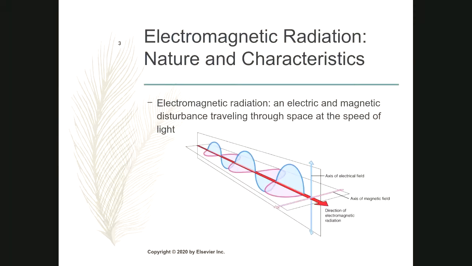When we look at electromagnetic radiation, as far as its nature and characteristics, pretty much electromagnetic radiation is an electric and magnetic disturbance that travels through space at the speed of light. All right, and that's important when we talk about the velocity or the speed at which all electromagnetic energies travel. It's at the speed of light. So it travels in wave form.